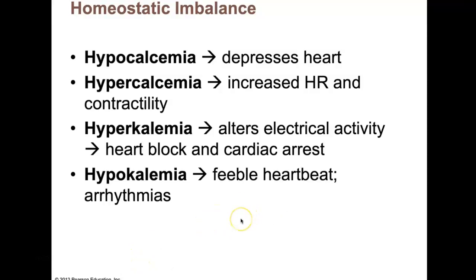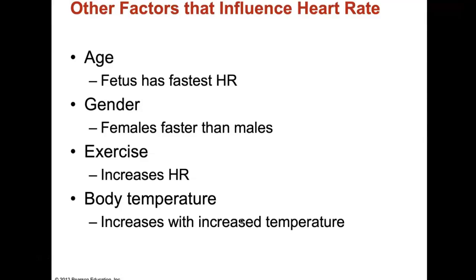Now, there are other factors that can regulate heart rate, such as age, gender, exercise, of course, and body temperature also have an influence. Resting heart rate is fastest in a fetus, for example, which is about 140 to 160 beats per minute, and gradually declines throughout life. Average heart rate is faster in females, 72 to 80 beats per minute, than in males, which is about 64 to 72 beats per minute.